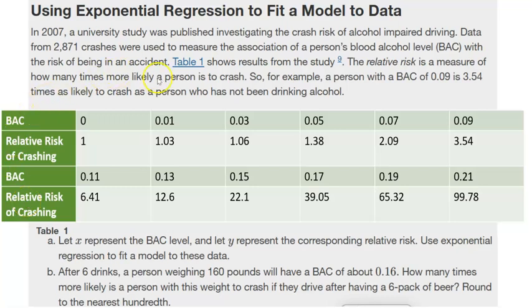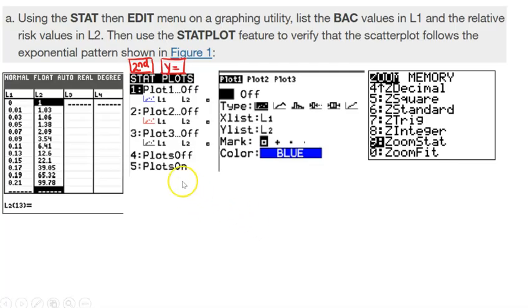In our last video, we had just completed this problem and we were reviewing back through the steps that we had taken on our calculator. So we went to statistics and went to edit, and we cleared our lists by scrolling up and sitting on L1 and hitting clear enter. The same thing with L2. And then we put our blood alcohol content in list 1, and we put our risk values in list 2.